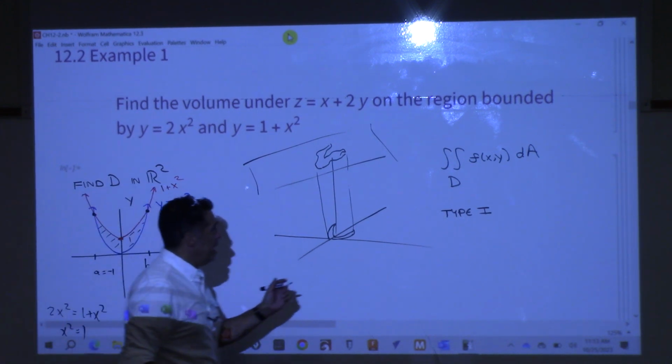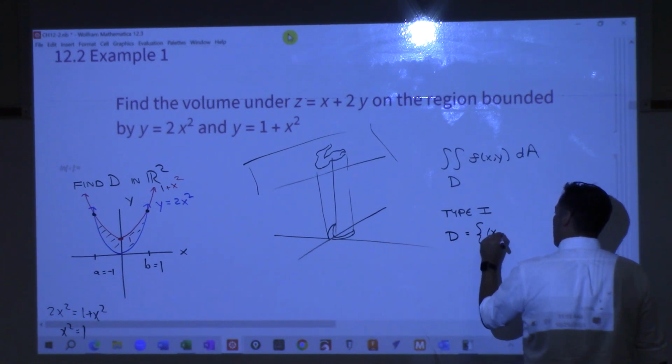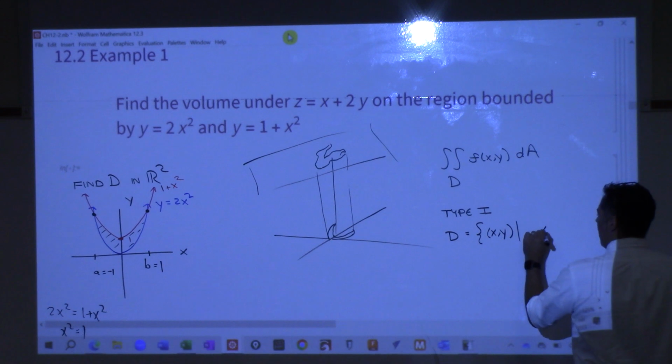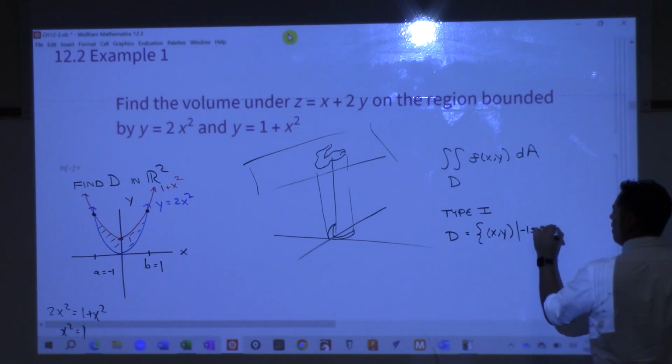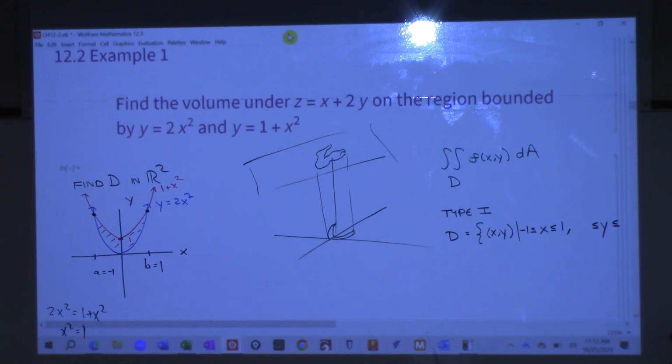So I know that my domain is the set of points x, y such that my x is between -1 and 1, but my y is between what two functions? Which one's on the bottom? 2x squared, and the y is less than 1 plus x squared, right? Do you understand this notation? The domain is the set of all ordered pairs so that your x is between -1 and 1, but your y has to be stuck between those two functions.